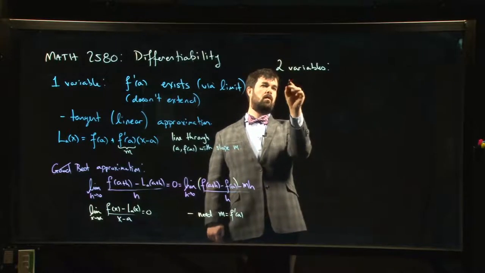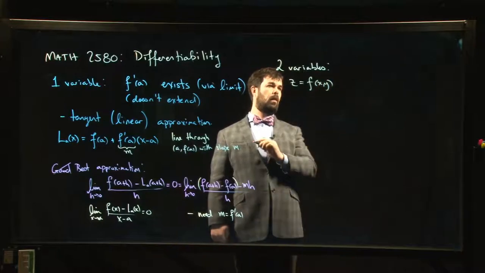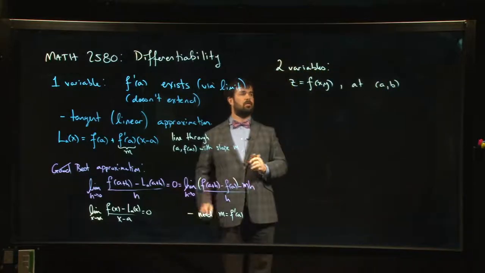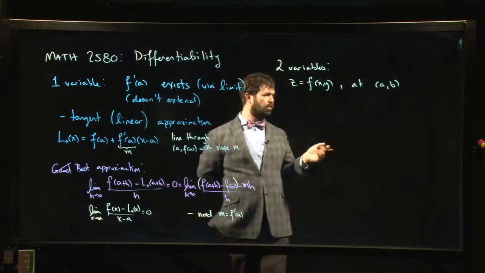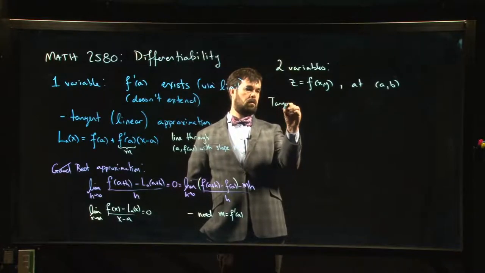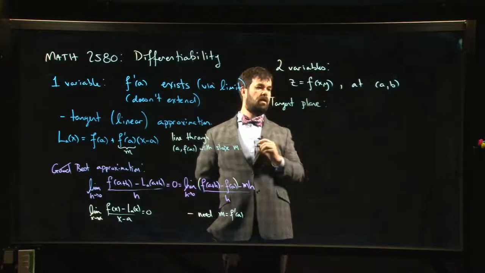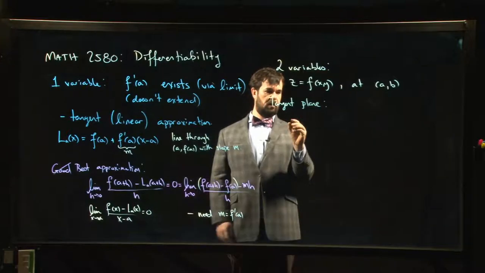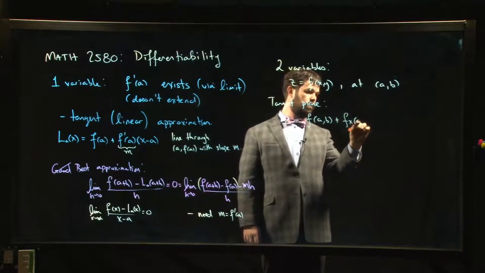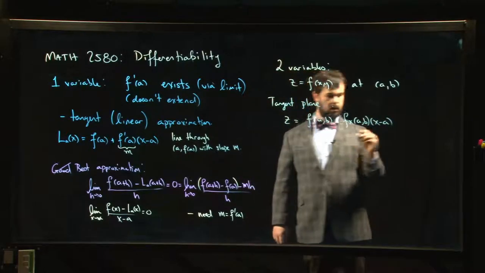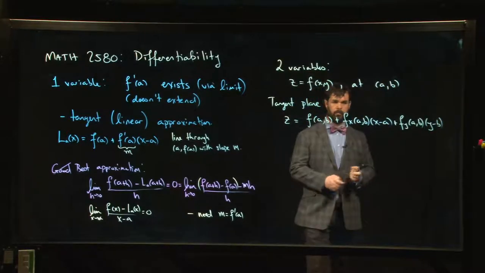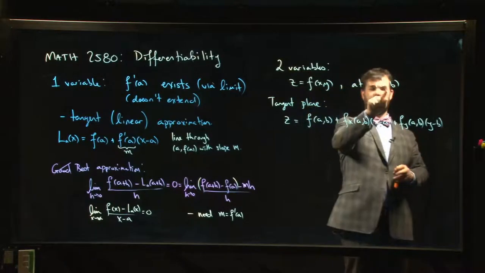Okay, so we have, let's say, z equals f of x, y, and we're going to consider this at some point a, b. One of the things you can work out, and we put most of the ingredients for this in a previous video, and we'll do examples in class, is what the tangent plane looks like. The tangent plane at this point looks like z equals f of a, b plus the x derivative at a, b times x minus a plus the y derivative at a, b times y minus b. Okay? That's the equation for the tangent plane to this surface at this point.